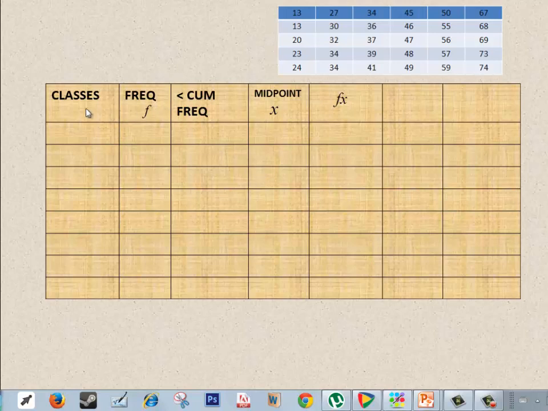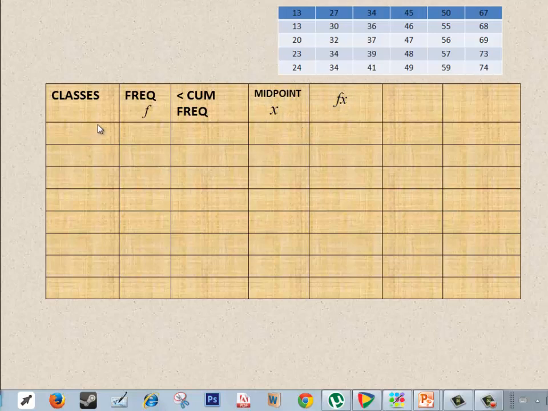Or even before I calculate the mean, I had to set up this cumulative frequency table, which was part of the question nonetheless. I have the classes, frequency, less than cumulative frequency, the midpoint, and f times x. Now as you go further, guys, you will understand that this is more or less the same, but I will be getting all of these from the equation that I want to use.